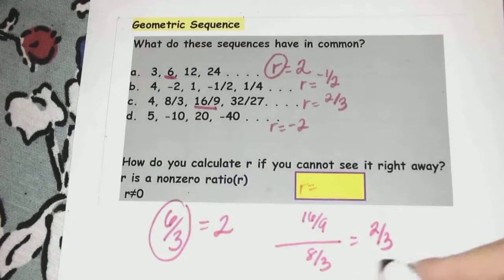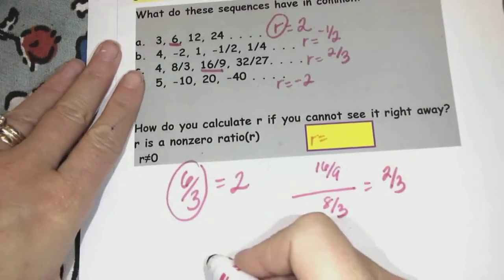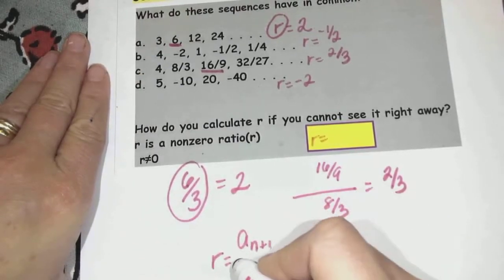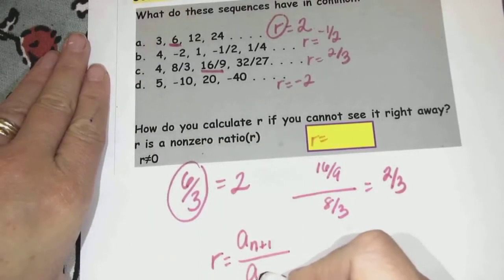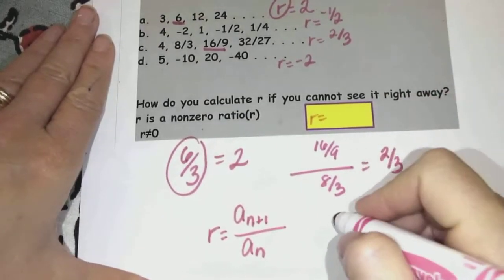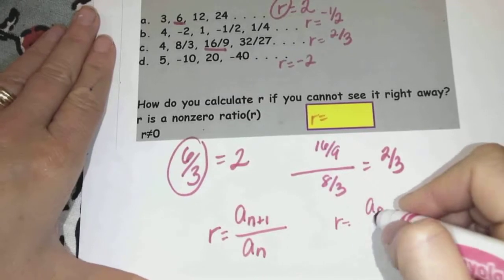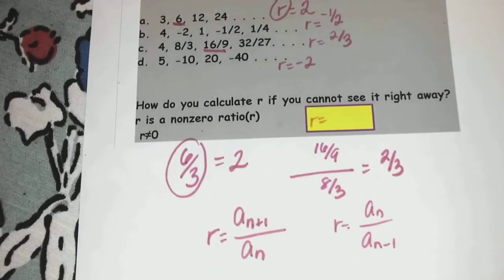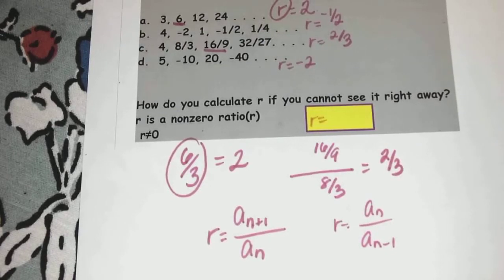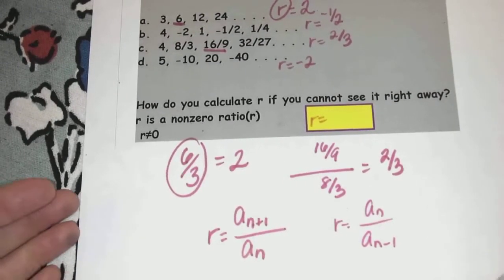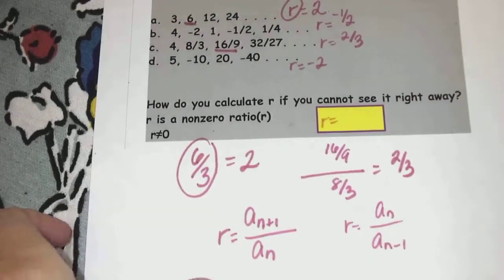The technical way of writing it is that every R can be found by dividing a term by the one before it. This is how it's written in our textbook. However, you could always say a term and the previous, as long as you're not going back and doing one before the first one. So it's any term and the one before it. That's a geometric sequence. Let's go on to our examples.